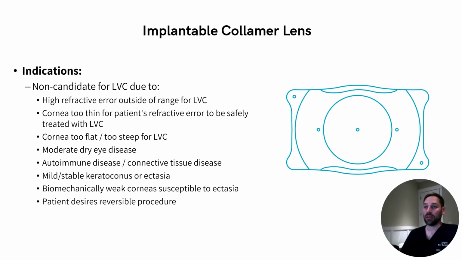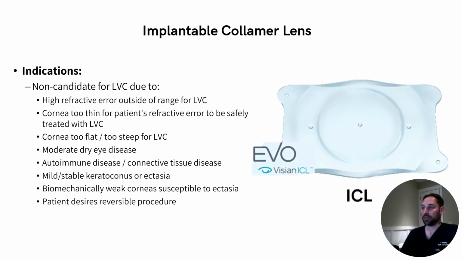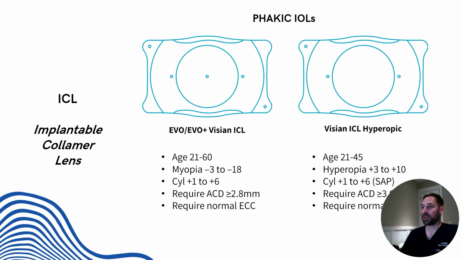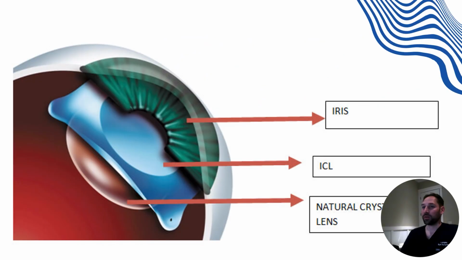And so this is what it looks like. It's called the Evo Visian ICL. There's a myopic version and there's a hyperopic version. So prescriptions that are myopic and prescriptions that are hyperopic. So here you can see what it looks like. It's a lens implant that's sitting underneath the iris, but in front of the natural lens. It's soft, it's foldable, and it's very, very biocompatible. It sticks around inside the eye for life, and at the time of cataract surgery in the future, we simply slip it out and proceed with cataract surgery as we would.